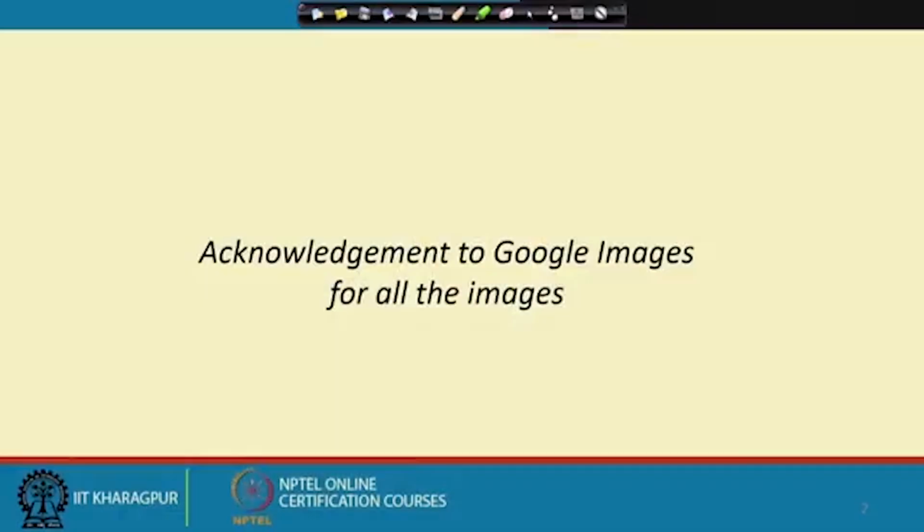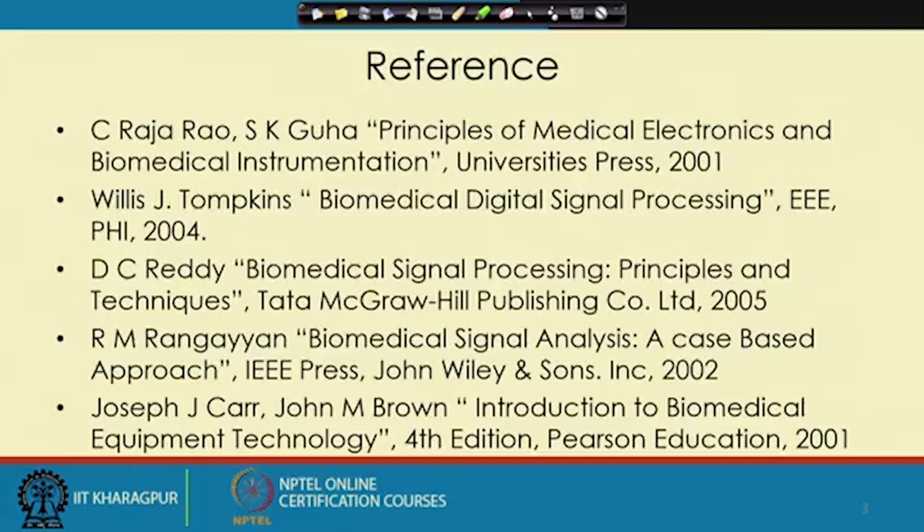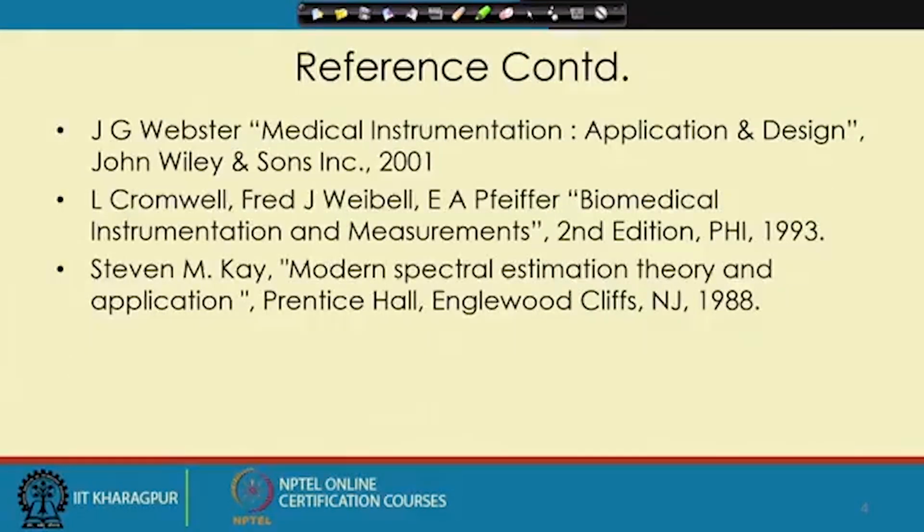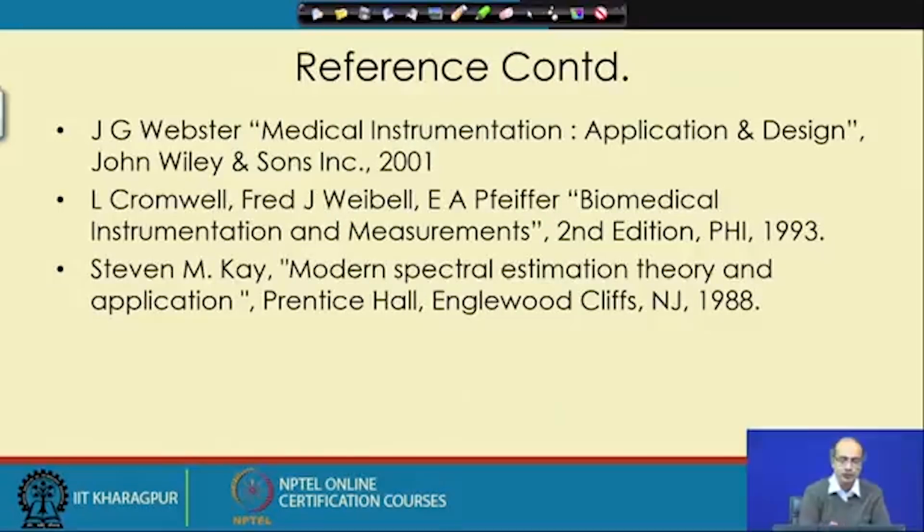So, here we will take you through the reference list once again, that all the previous references remain, and we will just add one more at the end, that is Steven Kay's book on modern spectral estimation theory, the last one. Okay. At times we will refer to it, and I think that would be useful in the following chapters.